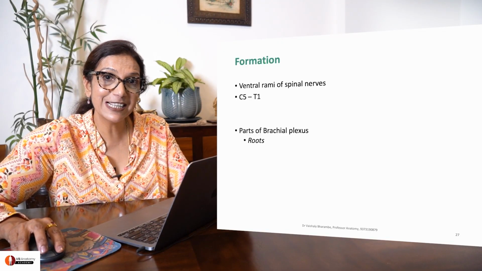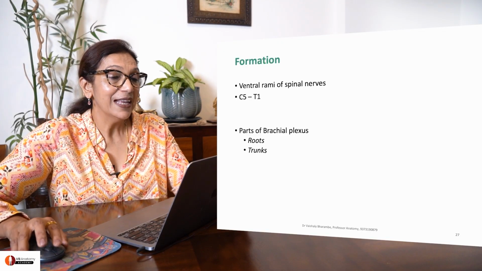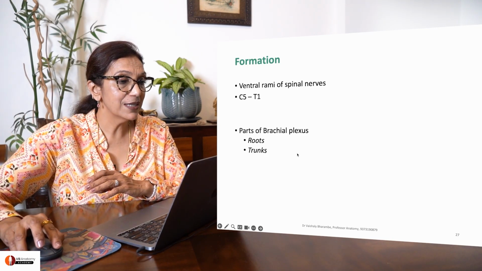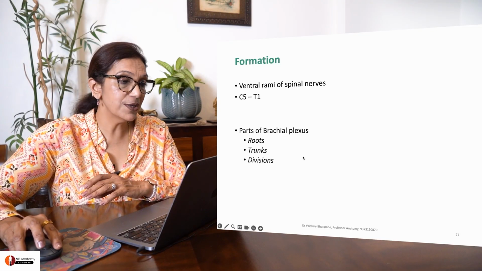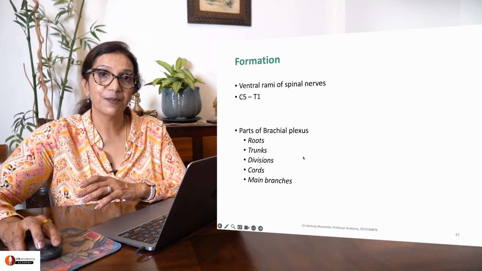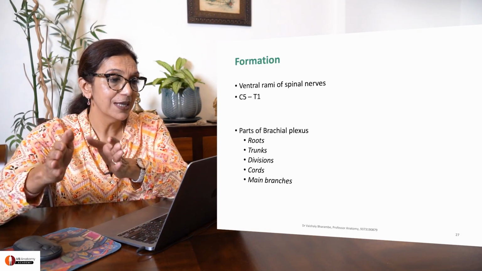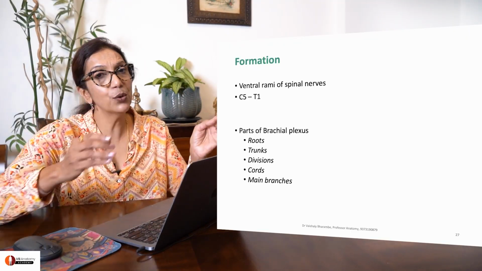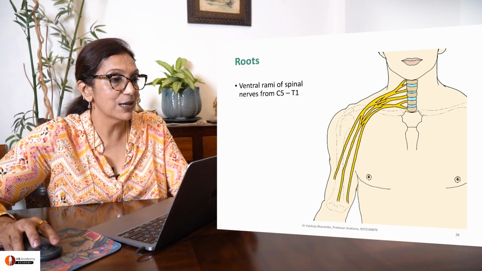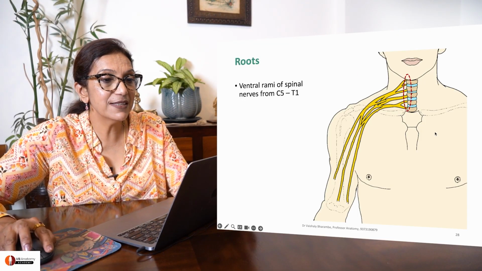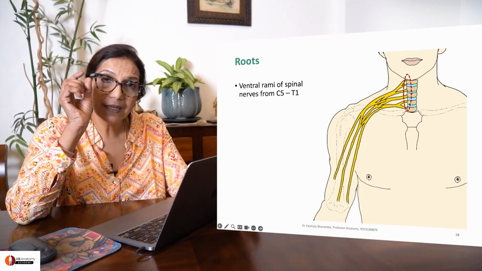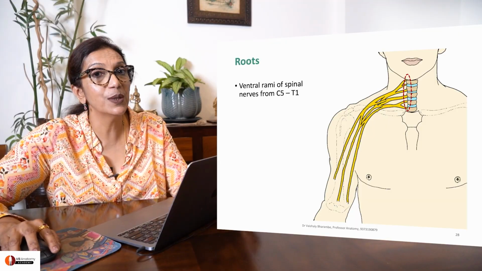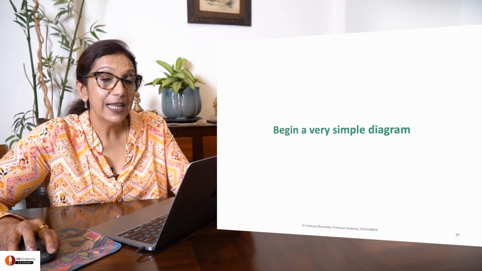You got your color pencils ready? Come. The brachial plexus, remember, has parts to it: roots, trunks, divisions, cords and branches. So we will first be drawing roots, then trunks, then divisions, then cords and then branches. That's the way we're going to do the drawing. Get your pencils out. This is where the roots are, right at the point where the nerves emerge from the spinal cord, from the vertebral column. Let's begin the diagram.